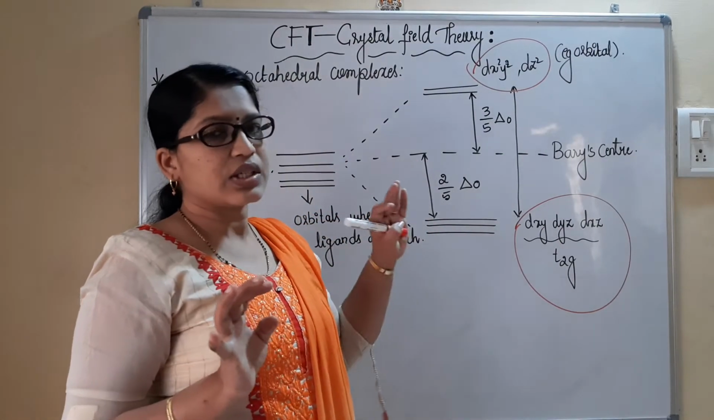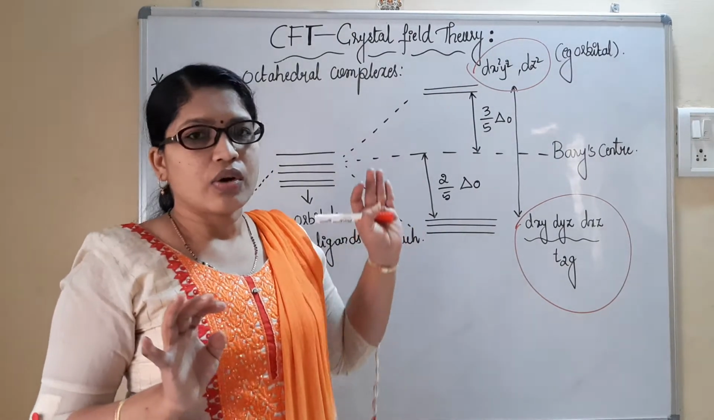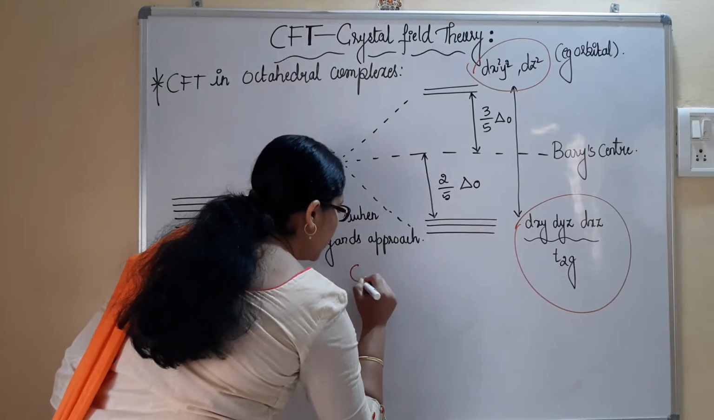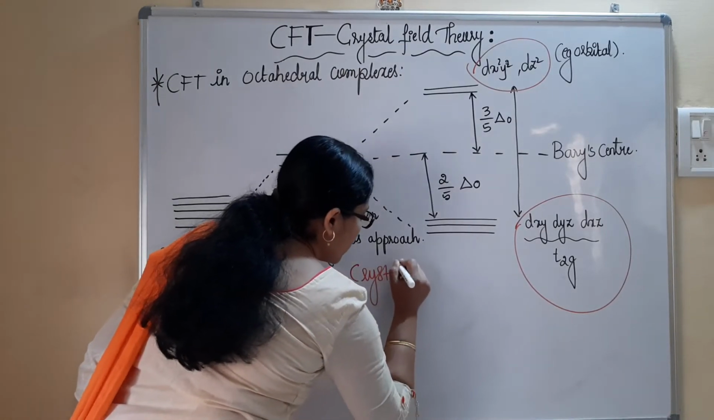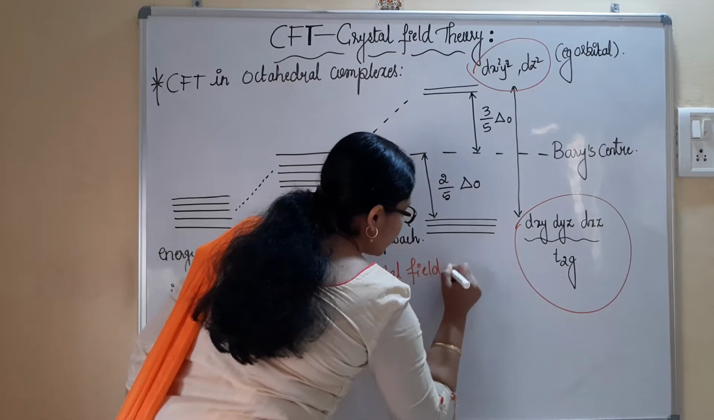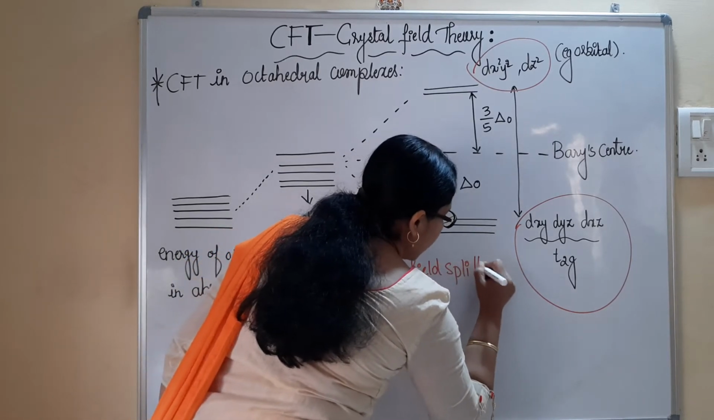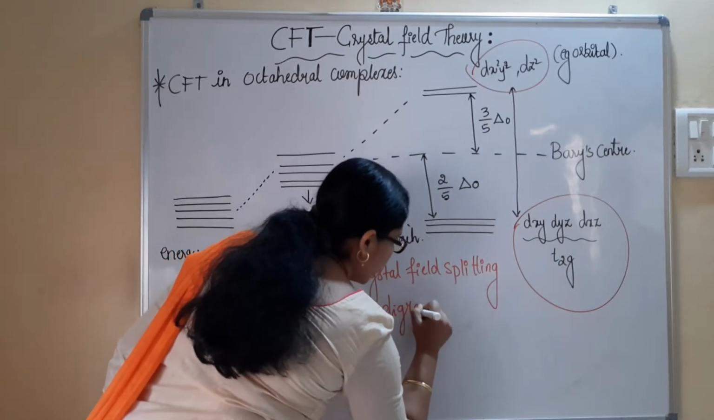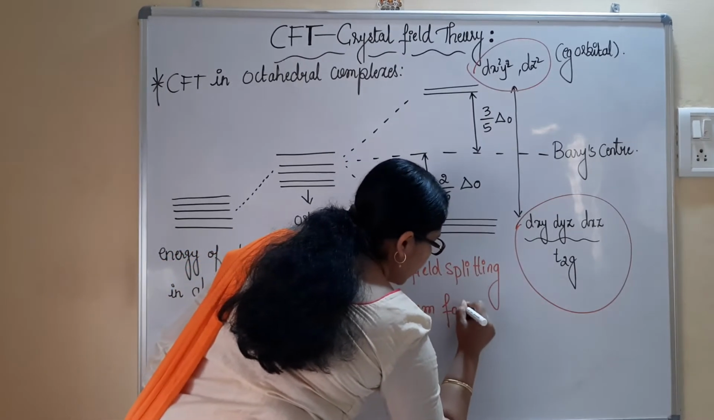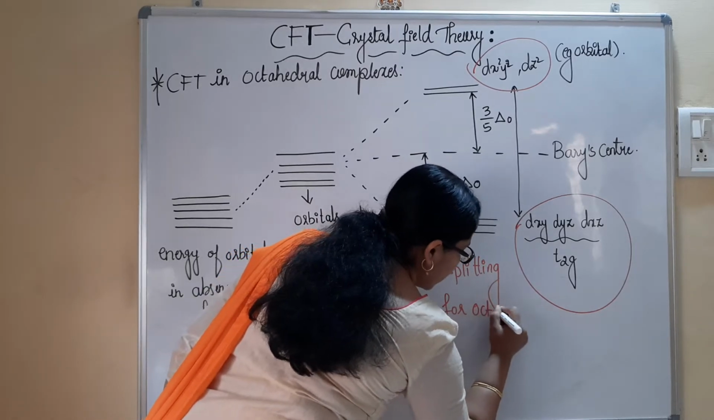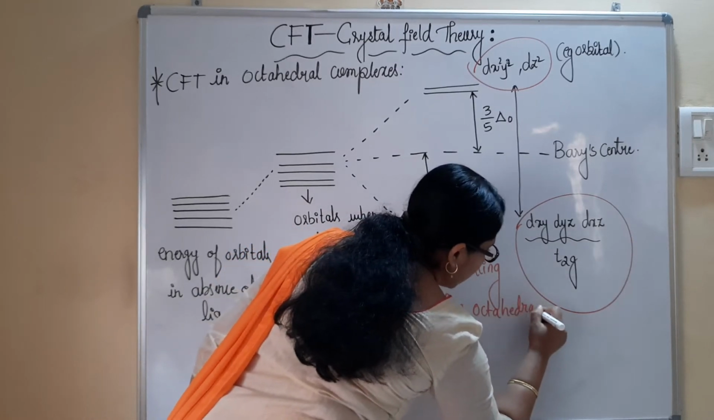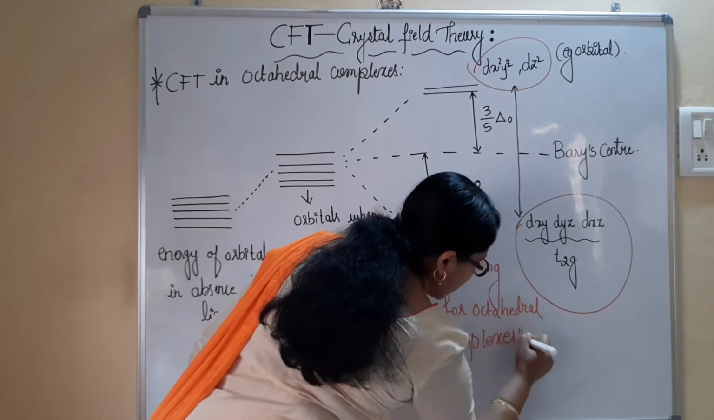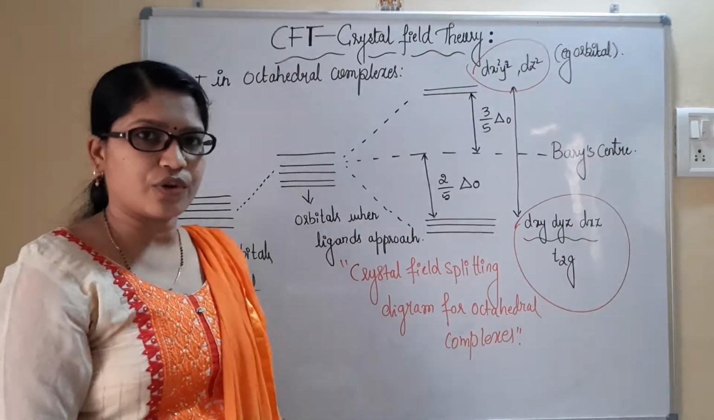This much representation of energy of these orbitals is needed. It is called as crystal field splitting diagram for octahedral complexes. I hope this is 100% clear for you.